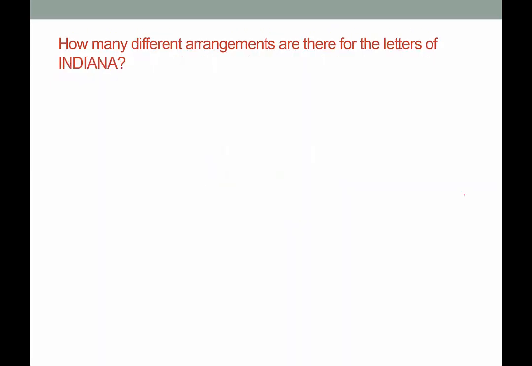Okay, last example. How many different arrangements are there for the letters of Indiana? So let's start by saying, how many letters are there in Indiana? There is 1, 2, 3, 4, 5, 6, 7. Of the 7, so we know we're dealing with 7 factorial, but I's there's 2, N's there's 2, D there's 1, and A there's 2, right? And this adds up to 7? Yes, that's 7. Check.